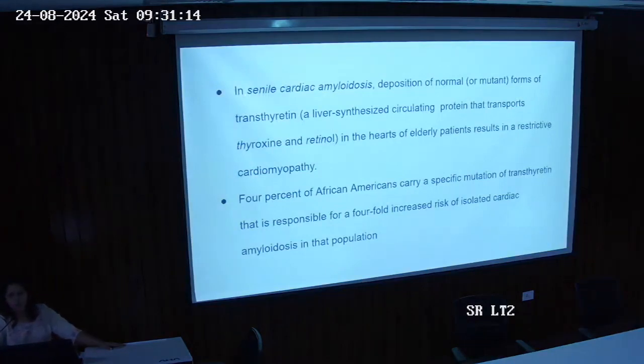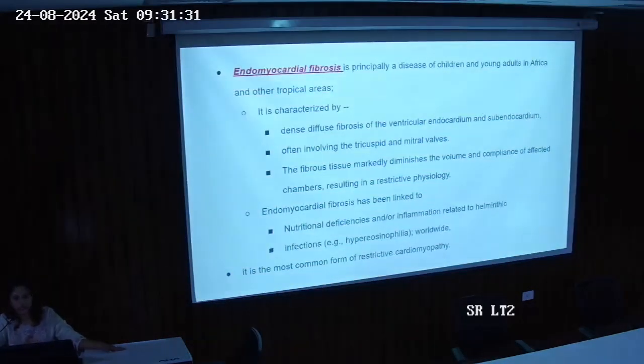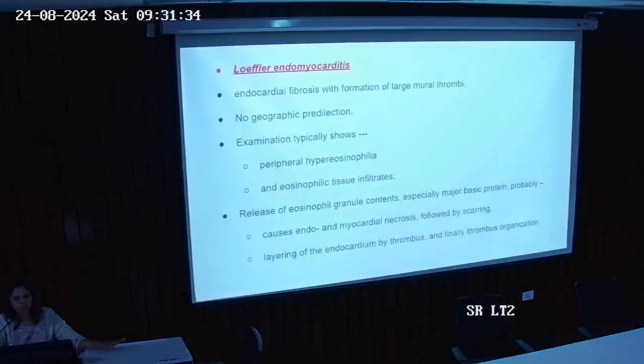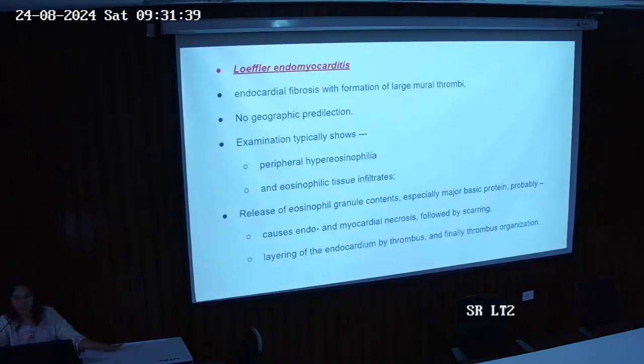Which form of amyloid is deposited in this? Transthyretin. Okay, this is important that you have to remember. Transthyretin is the type of amyloid that gets deposited in senile cardiac amyloidosis. Now another one is endomyocardial fibrosis and Loeffler's endomyocarditis. Okay, these are the three causes of restrictive cardiomyopathy, even sarcoidosis. One condition where biopsy is somehow confirmatory is restrictive cardiomyopathy. Okay, otherwise it will show similar changes as in HCM and DCM.